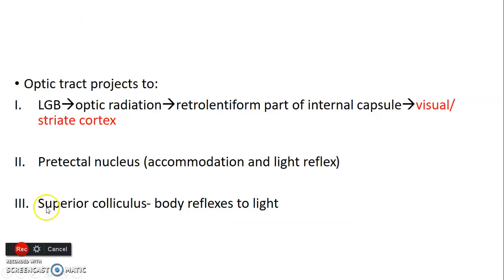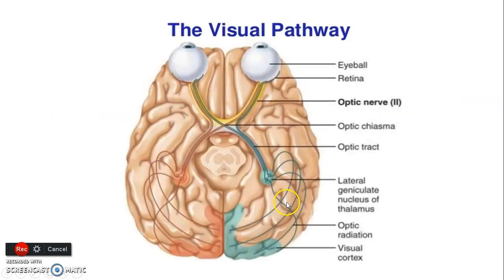You project to 3 areas. You can project to the lateral geniculate body in the thalamus, and from the lateral geniculate body through the optic radiation, the fibers will pass through the retrolentiform part of the internal capsule into the primary visual area, which is the striate cortex. From the optic tract, you can also relay onto the pretectal nuclei that is responsible for accommodation and light reflex. Then from the optic tract, you can also project to the superior colliculus that is responsible for reflexes to light.